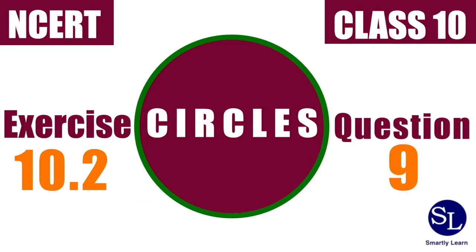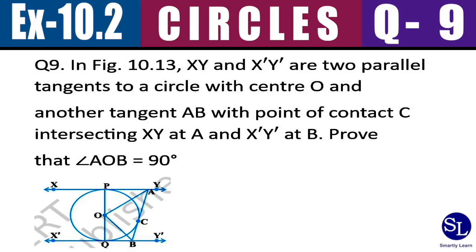In this video, let's see how to solve the ninth question in exercise 10.2. In the figure, XY and X'Y' are two parallel tangents to a circle with center O and another tangent AB with point of contact C intersecting XY at A and X'Y' at B. Prove that angle AOB is equal to 90 degrees.